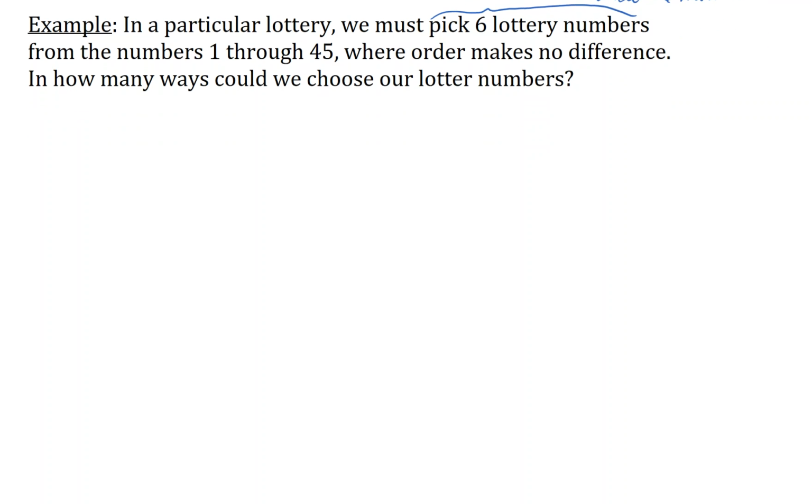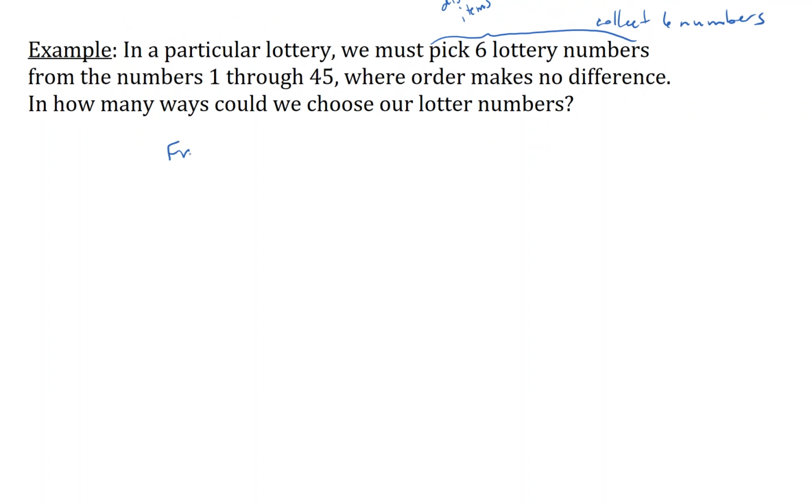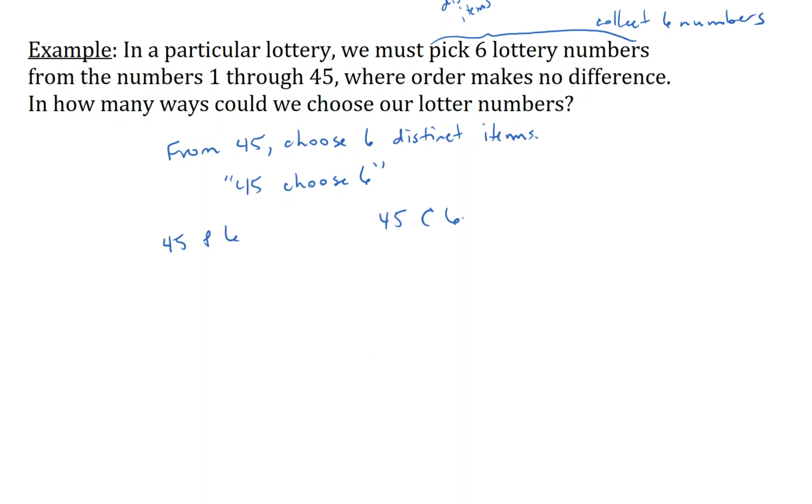So the way we could think about this is from 45 distinct items we need to choose 6 distinct items. Because of that, we know we're going to do 45 choose 6. But we know that there are 2 ways to calculate 45 choose 6: there's 45P6 and there's 45C6. Because in this problem the order does not make any difference, we just want to collect 6 lottery numbers, we're going to choose 45C6.